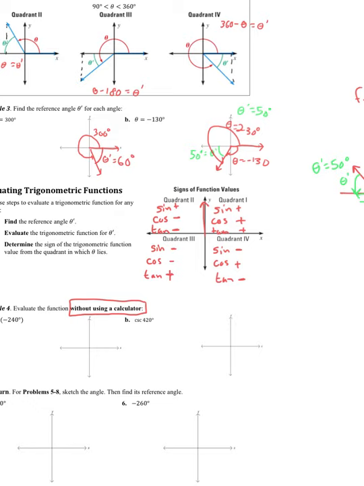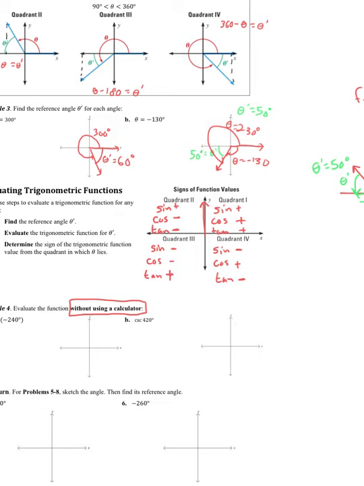That's how we would determine the signs, the literal sign, positive or negative, of each function in each quadrant. Say that again? What's the rule for the 90-degree one? Like you have 180 minus theta equals theta prime. What is the rule for quadrant 1?